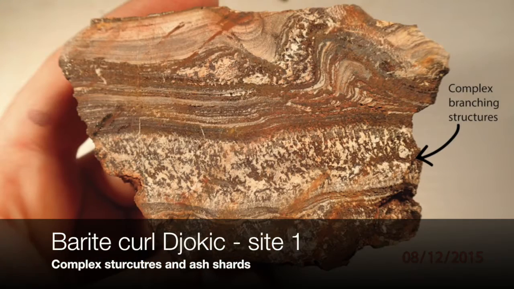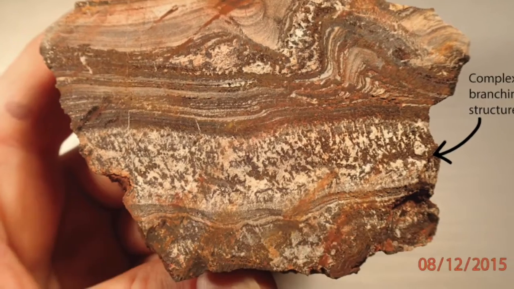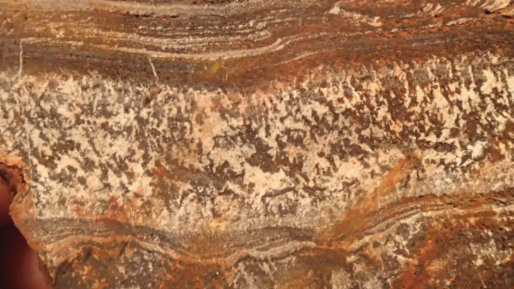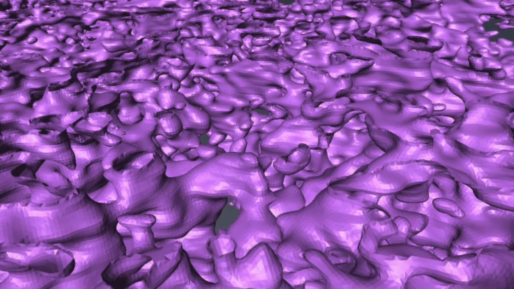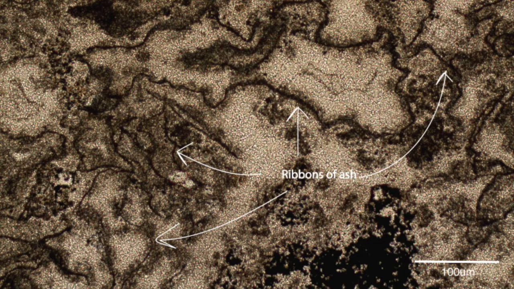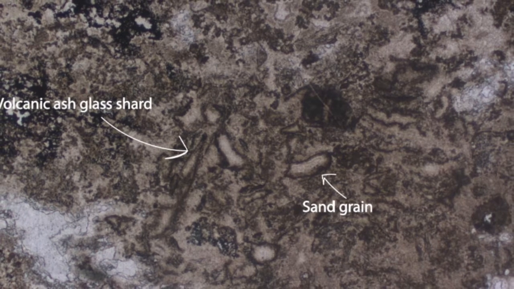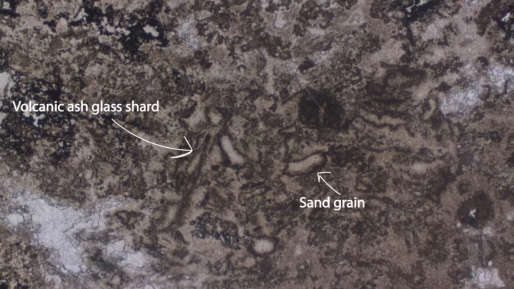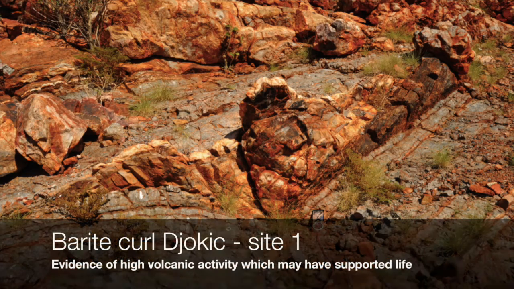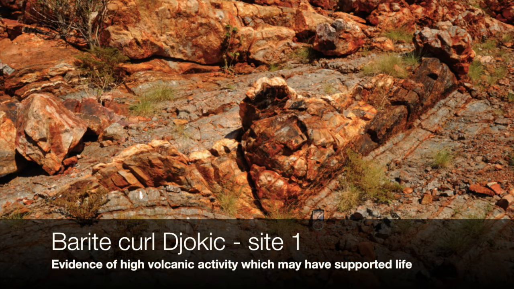Next, we look at Barite Curl Jokic Site 1. These microbial fossils show complex branching structures where the dark branches contain iron. Modern microbial communities use iron as a source for energy and are known to build branching structures like these. Another sample from Barite Curl Jokic Site 1 are the ash shards, which are found along the hydrothermal vents in the area. These demonstrate high volcanic activity which may have provided organic chemical compounds which microbial mats could have used for nutrients.